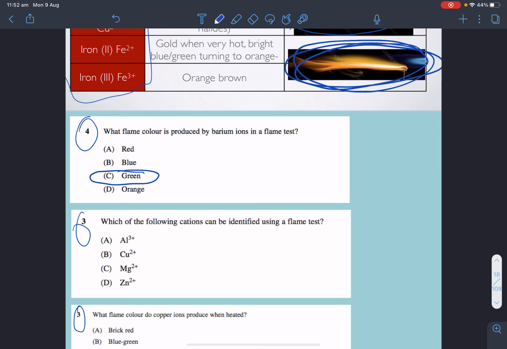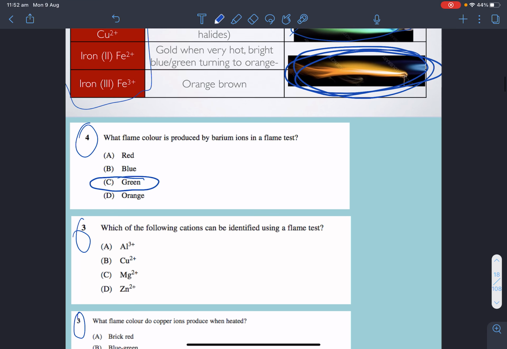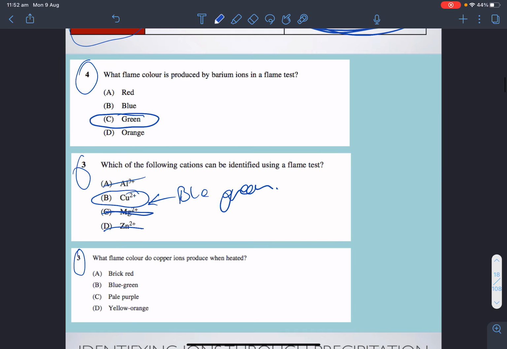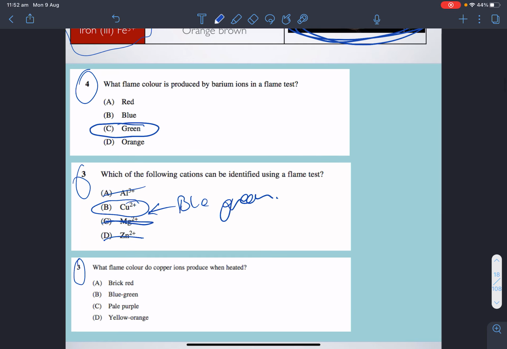So that one's C. Which of the following cations can be identified using a flame test? We saw earlier that magnesium can't. Copper we definitely know can, and we didn't mention zinc or aluminium. So copper is that blue-green. In my terrible writing, what flame color does copper produce when heated? Blue-green. So some nice simple past paper questions there.